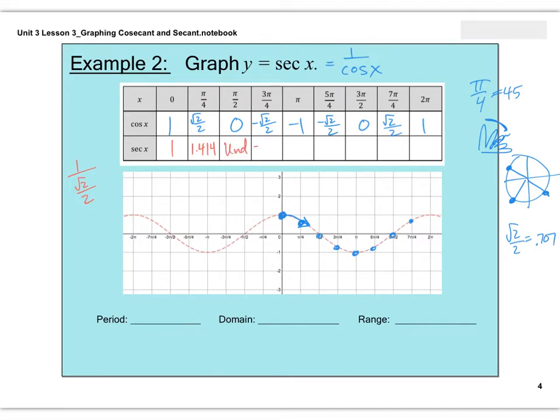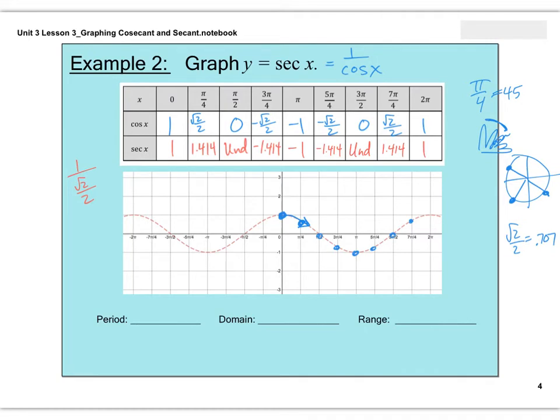Then we have negative 1.414. 1 over negative 1. Well, that's negative 1. 1 over negative root 2 over 2. That's negative 1.414. 1 over 0. Undefined. And here we have positive 1.414, and then 1 over 1 is 1.